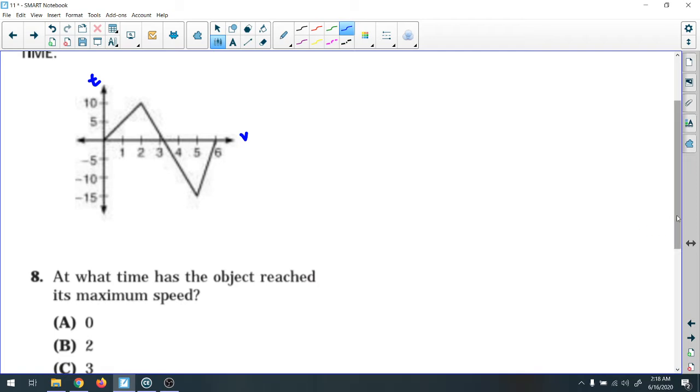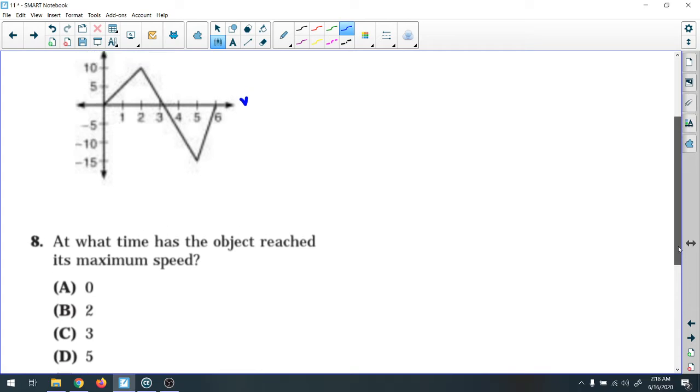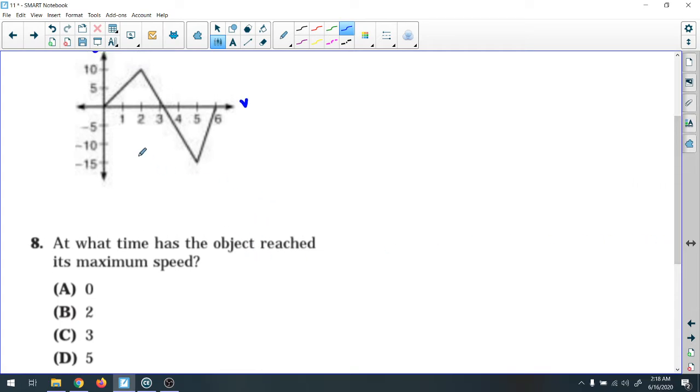So the first question, question 8 on this test: at what time has the object reached its maximum speed? Maximum speed. Okay. So some of you say, okay, this is the maximum speed, here. And some of you change your mind and look at something else.